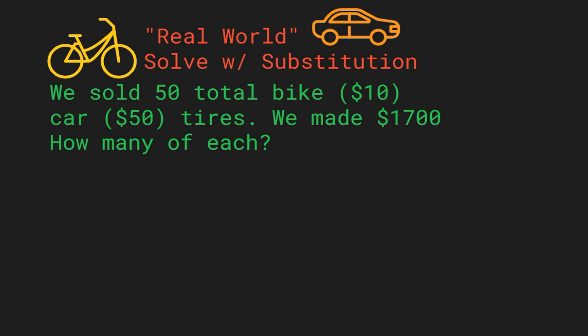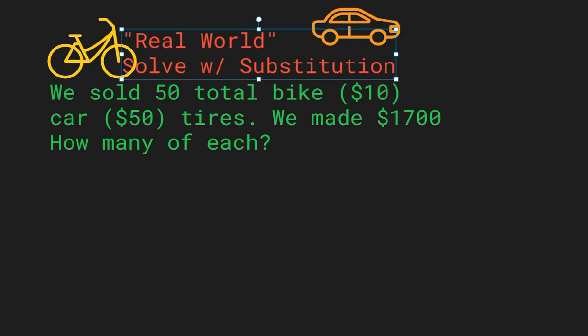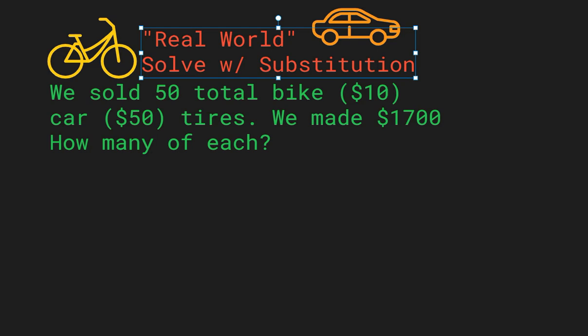Well, somebody wasn't counting very well, and we know we sold 50 total. We don't know how many of each we sold. We know that our bike tires sell for $10 and our car tires sell for $50, and we know how much money we made total, but we don't know how many of each we sold. Wow, that's such a common problem we all face in our daily lives, isn't it?